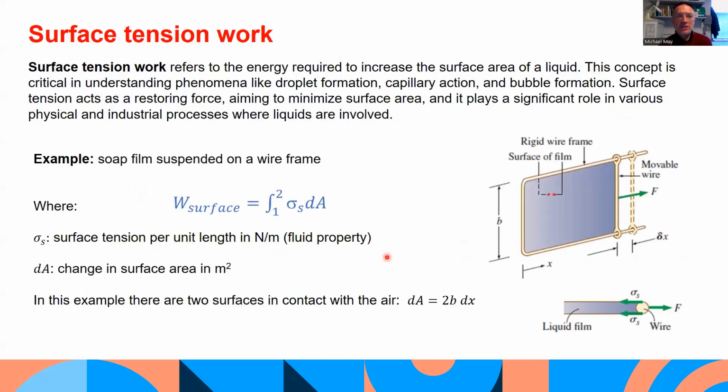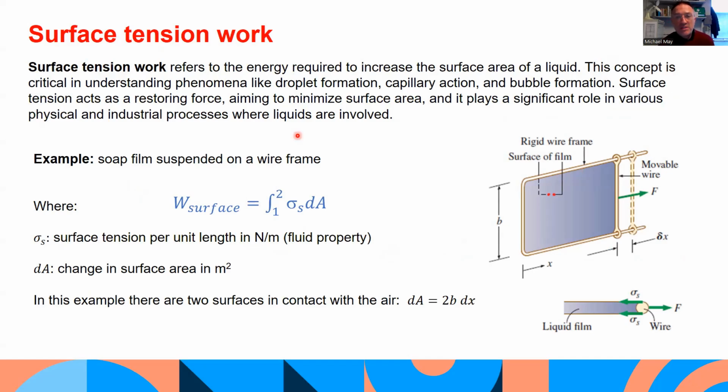So surface tension work refers to the energy required to increase the surface area of a liquid. This concept is critical in understanding phenomena like droplet formation, capillary action, and bubble formation. Surface tension acts as a restoring force aiming to minimize surface area, and it plays a significant role in various physical and industrial processes where liquids are involved.